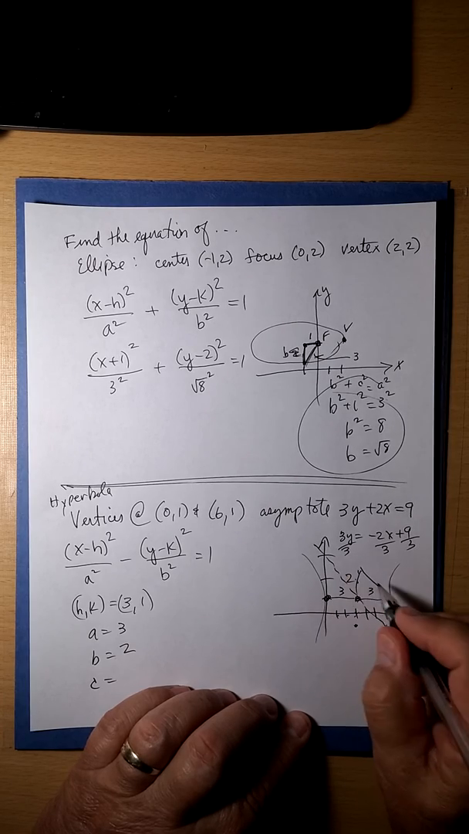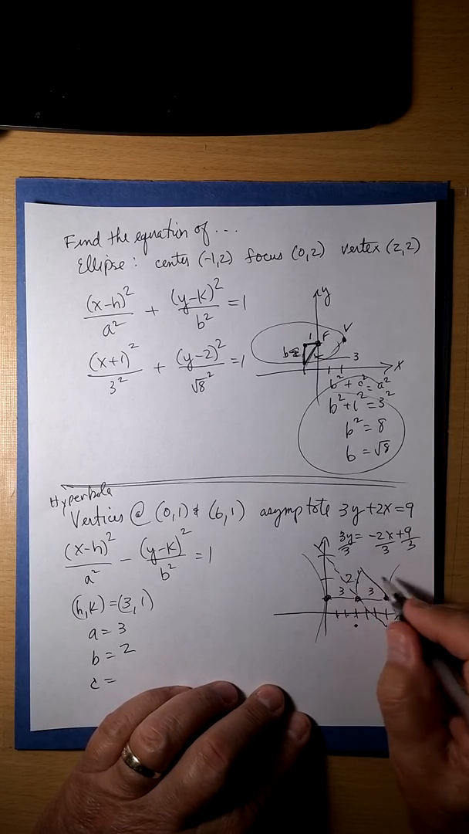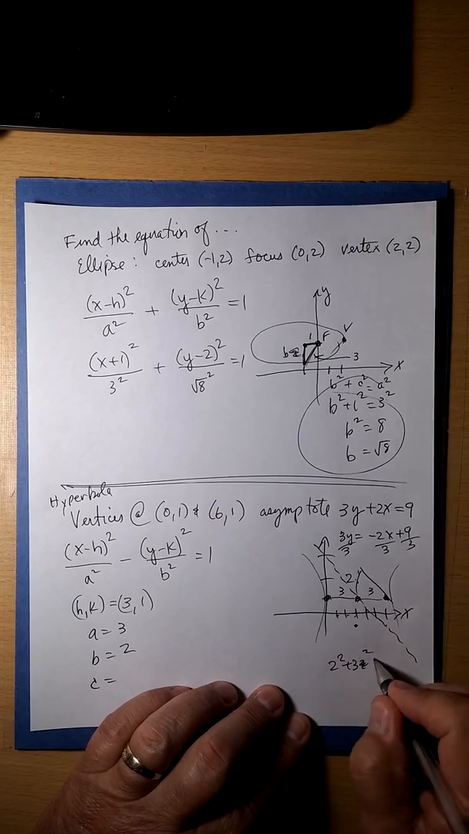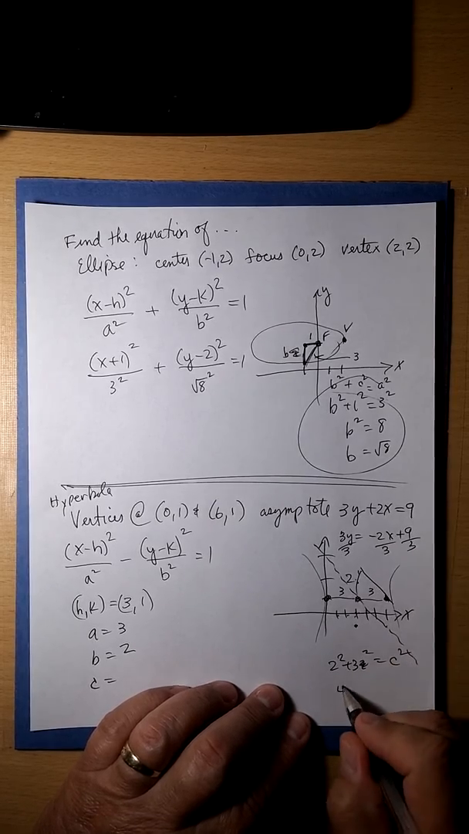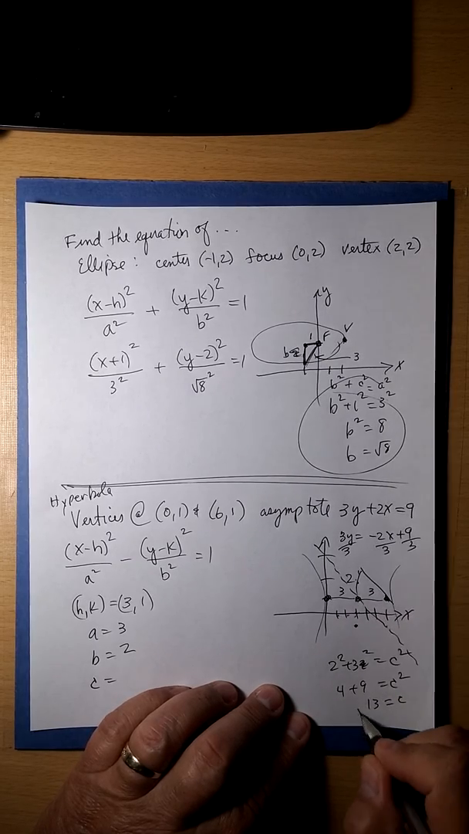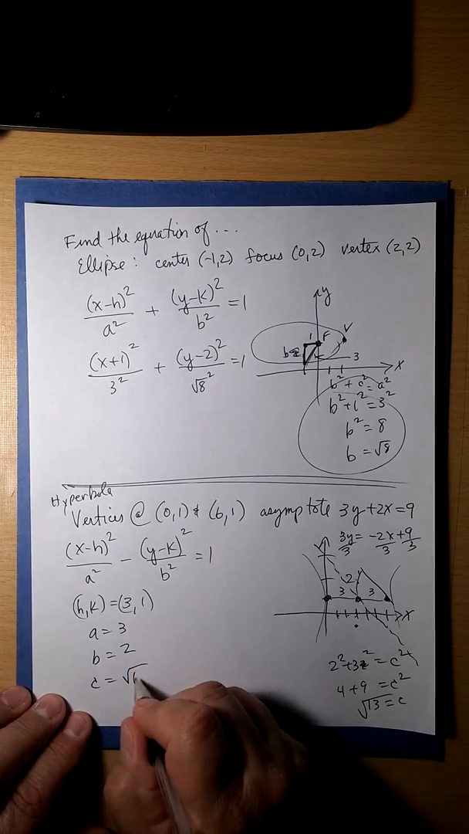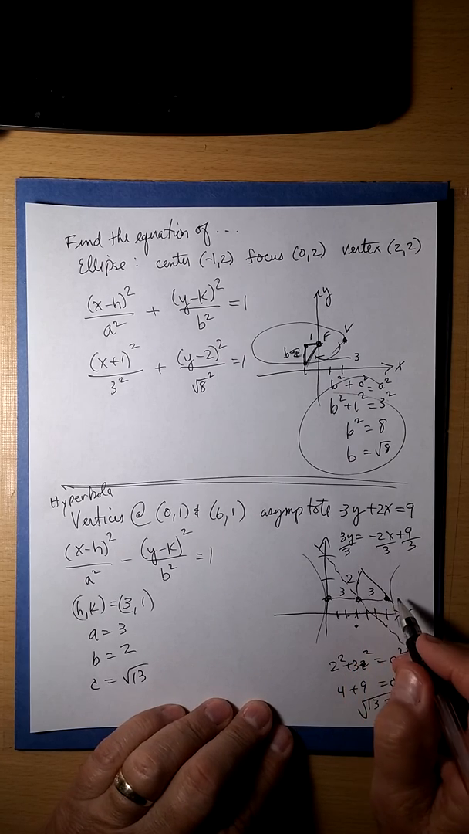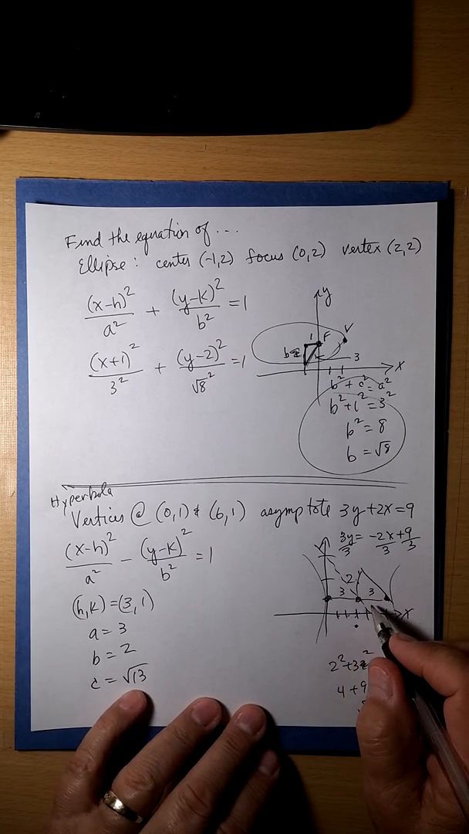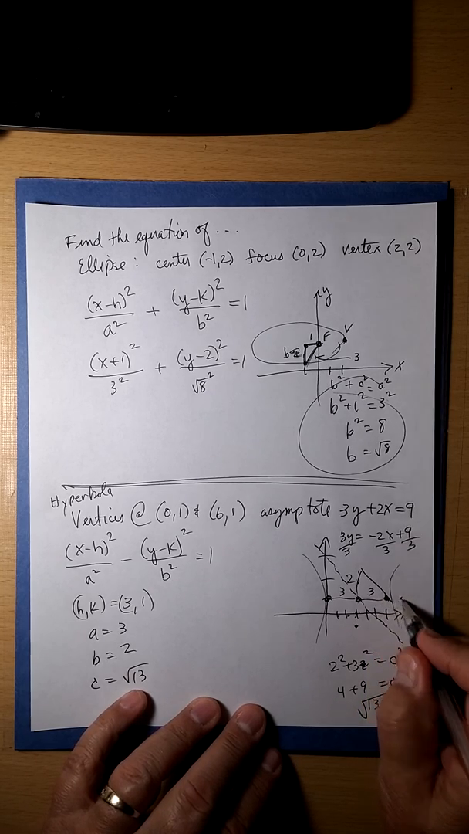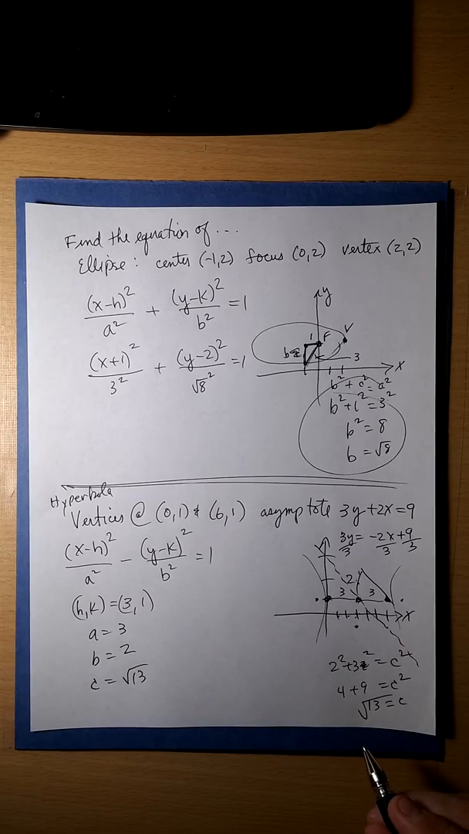c is, if this is 2 and that's 3, 2 squared plus 3 squared equals c squared. 4 plus 9, 13, square root of that. I guess we really don't need c, we just need a and b. But let's see if this makes sense. The square root of 13, well, it's bigger than 3 and less than 4, certainly. So it's someplace in here, that makes sense at least.